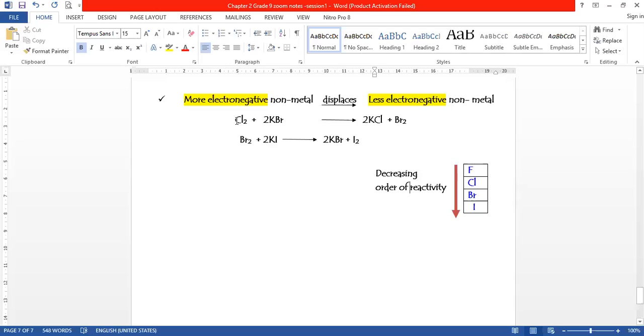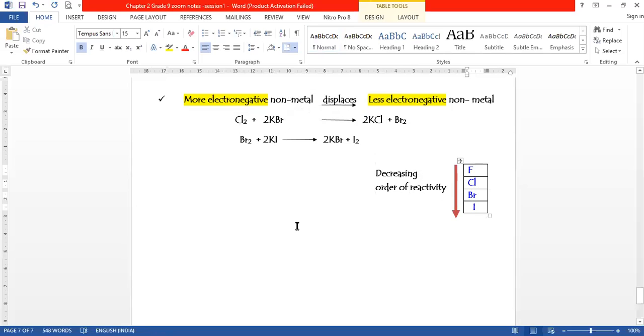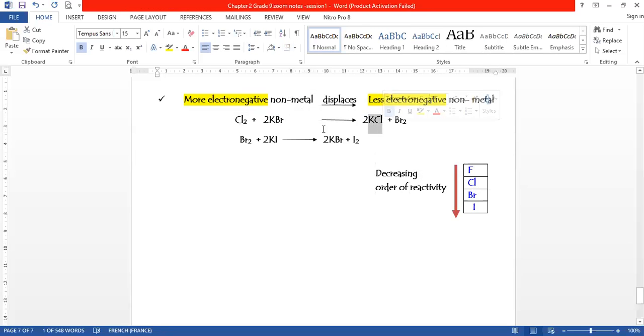So we are taking chlorine over here. You can see chlorine is reacting with potassium bromide, right? And in this case, again, displacement is happening. That is, chlorine is going and displacing bromine from the solution. Chlorine is above bromine in the reactivity series, so it can easily displace bromine. The compound which is formed is KCl, and bromine is formed.